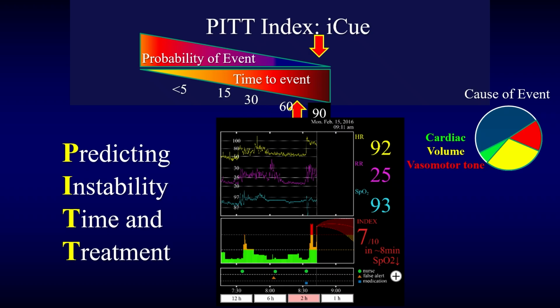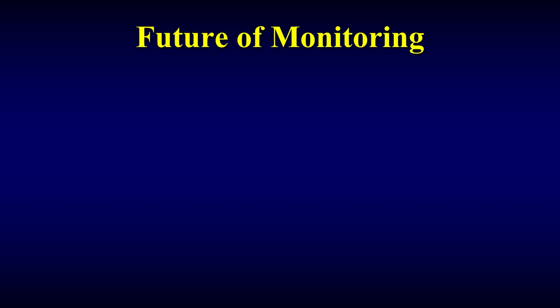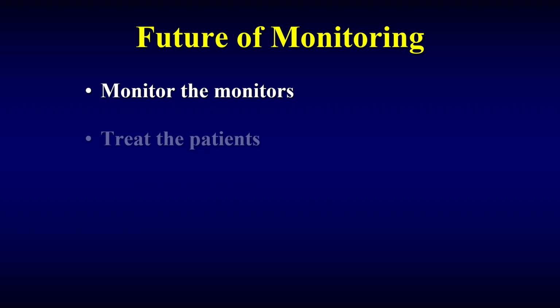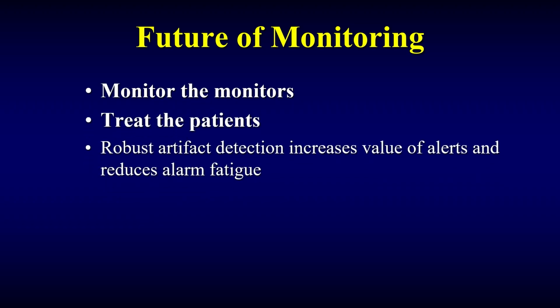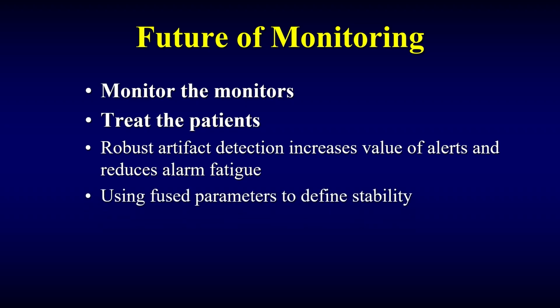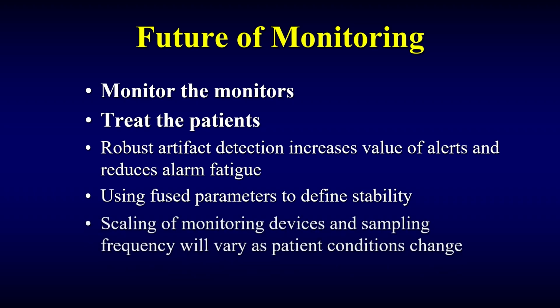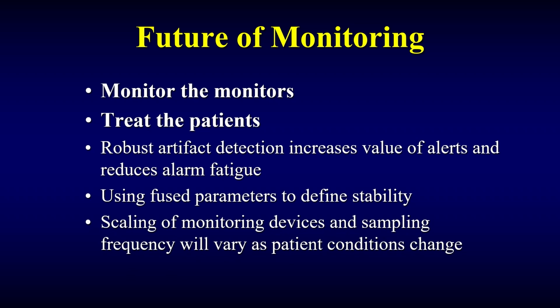So the future of hemodynamic monitoring is: we're going to monitor the monitors, but treat the patients. We will use robust artifact detection to increase the value of the alerts and reduce alarm fatigue. And what we're going to be using are fused parameters. Yes, we'll look at tachycardia and hypotension and SpO2 falls, etc., but we'll use parameters that will be showing abnormality long before these specific ones fall into dysfunction. And by scaling the monitoring devices and sampling frequencies based on the severity and changes necessary, we can efficiently manage patients with the least amount of excessive use of monitoring resources.